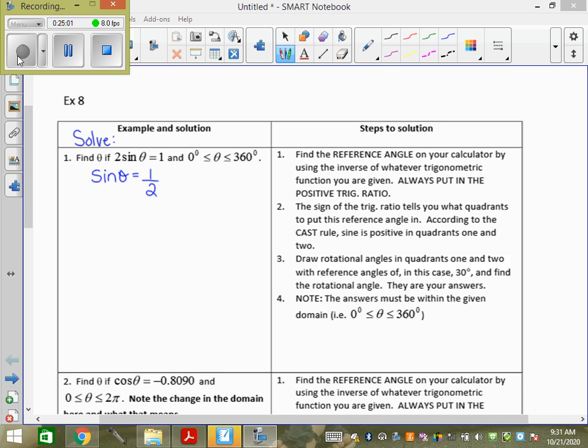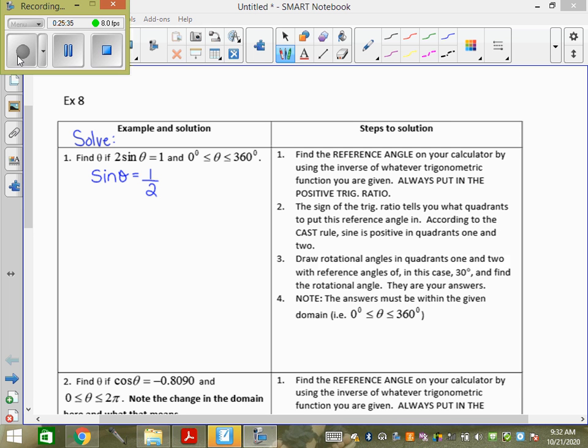So this one says solve, or find theta. So I need to actually figure out what theta would be. If your answer is a half, root 3 over 2, root 2 over 2, 1 or 0, or root 3, or negative 1 over root 3, or root 3 over 3, those are 10 answers. If it's any of those answers, you're going to be able to go to your unit circle and just find the answers off of it.